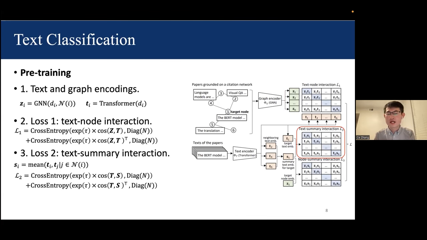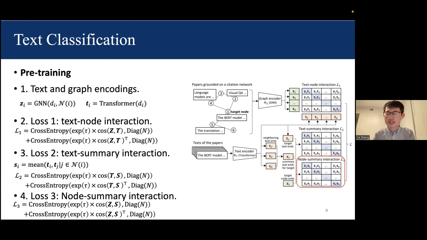We do mean pooling for the neighbors, and then we can obtain a new embedding S. This S represents the neighbor embedding or summary embedding. Similarly, on the right-hand side, we maximize the similarity between the central document embedding T and its neighbor embedding S. At the same time, we minimize the similarity between the central document T and other non-neighbor embeddings. And then we can obtain a new loss function L2.